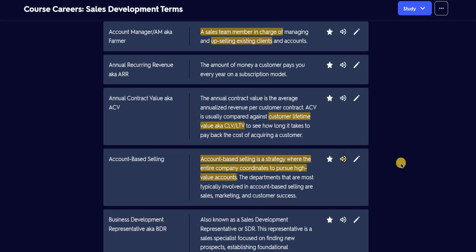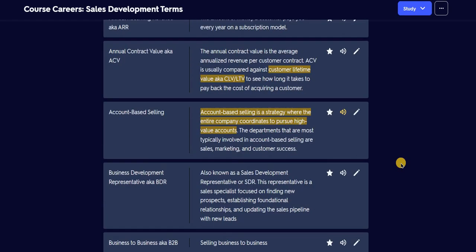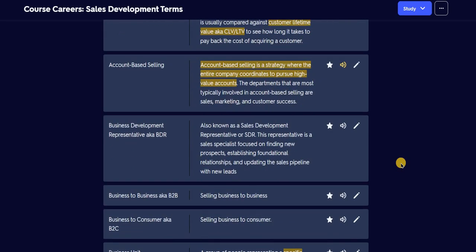Account-based selling. Account-based selling is a strategy where the entire company coordinates to pursue high-value accounts. The departments that are most typically involved in account-based selling are sales, marketing, and customer success. Business Development Representative, also known as BDR. Also known as a Sales Development Representative or SDR. This representative is a sales specialist focused on finding new prospects, establishing foundational relationships, and updating the sales pipeline with new leads.